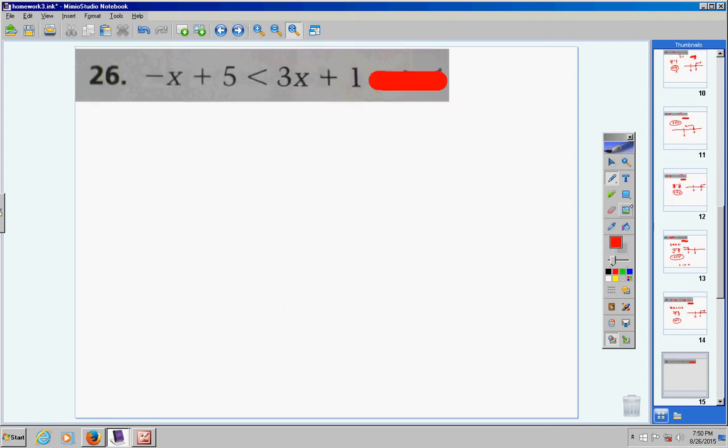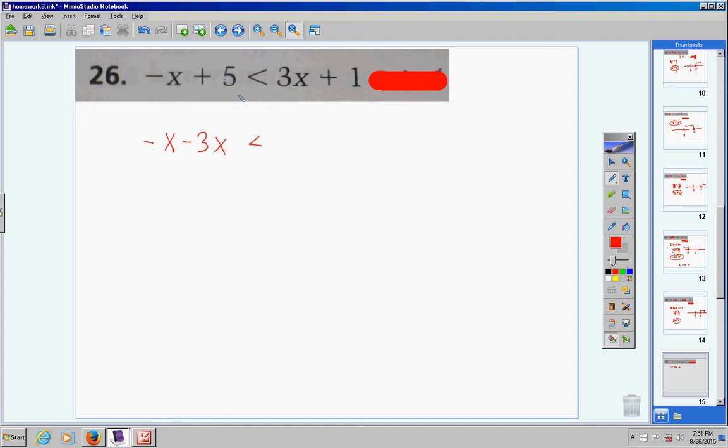Number 26. Step 1. Simplify both sides of the equation. Step 2, eliminate fractions. Step 3, get your variable terms on one side and your constant terms on the other. Well, I'm going to bring my 3x over and make it a negative 3x.